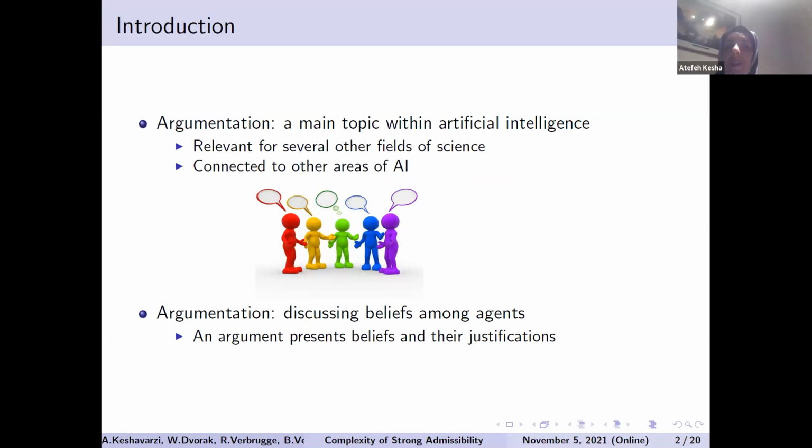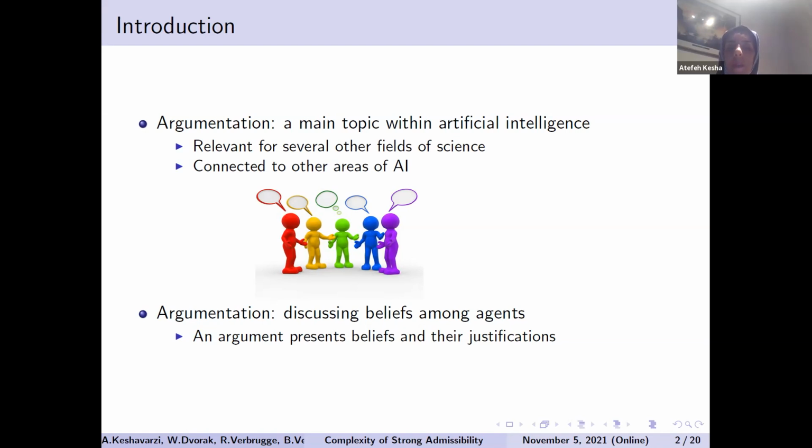Argumentation has recently gotten increased attention within artificial intelligence. It is not only because of its crucial importance in AI, but also because of the application of argumentation in other fields of science like philosophy, medicine, and law.